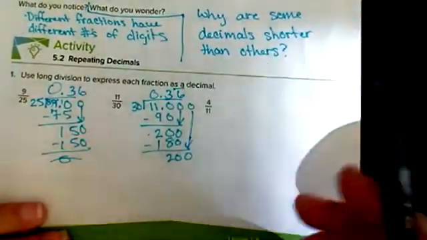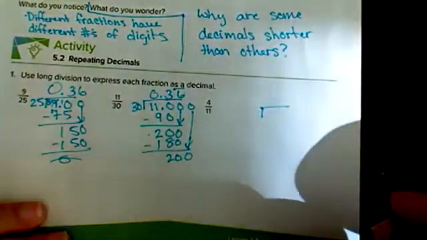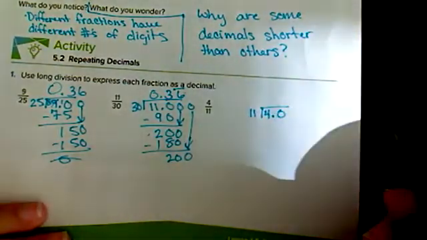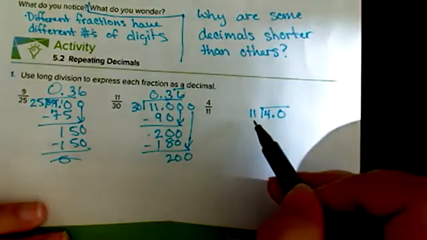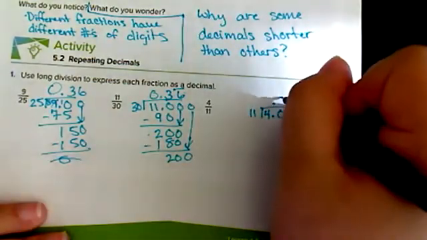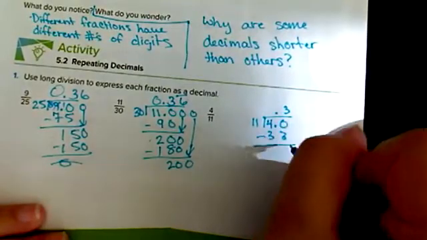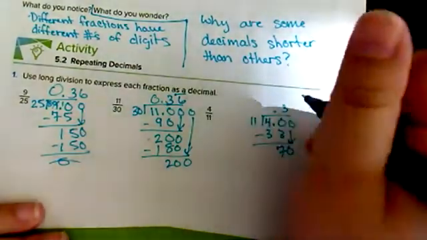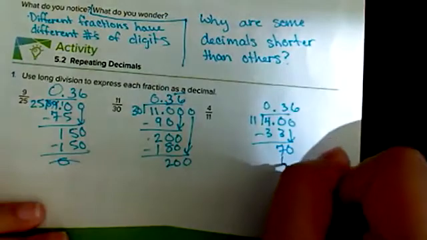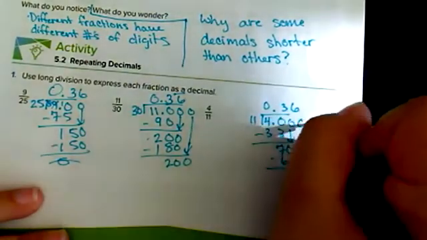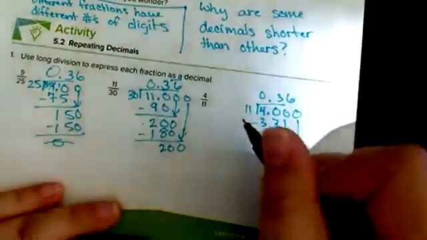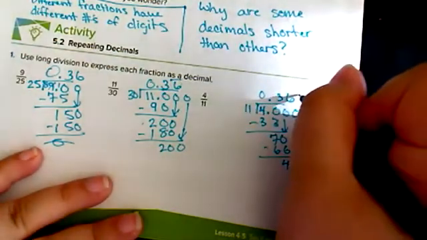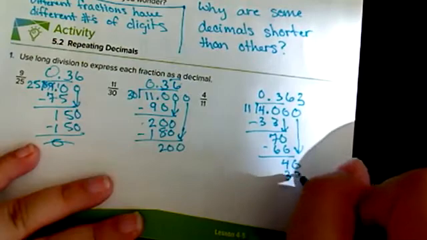Now let's look at 4 11ths. So our 4 goes on the inside, 11 on the outside. Again, we're going to have to add a 0 because 11 is not going to fit into 4. But 11 will fit into 40, and it'll fit into 40 3 times. We'll have 33. Subtract, 7 left over, add a 0. 11 goes into 70 6 times. We'll have 66. Subtract, left with 4. Bring down another 0. 11 goes into 40. It's going to go in 3 times, and we're going to end up with 33.